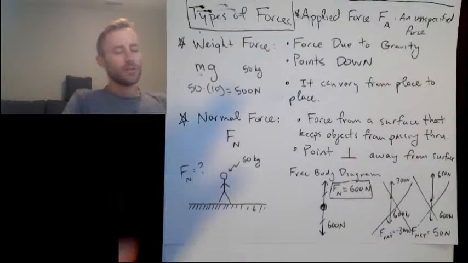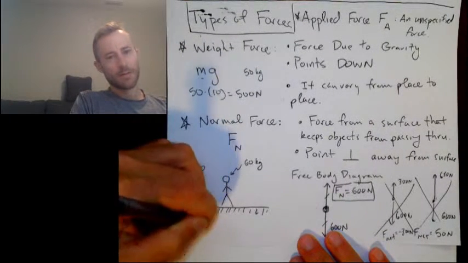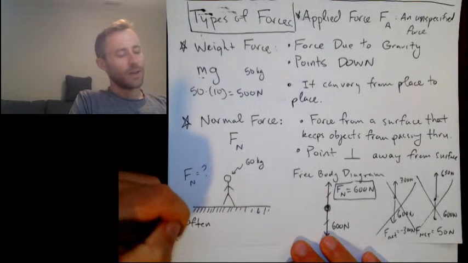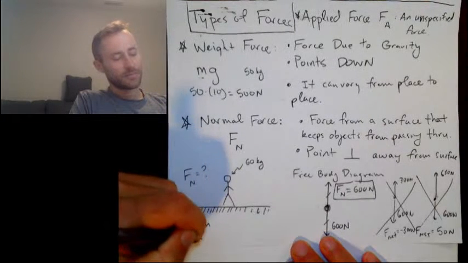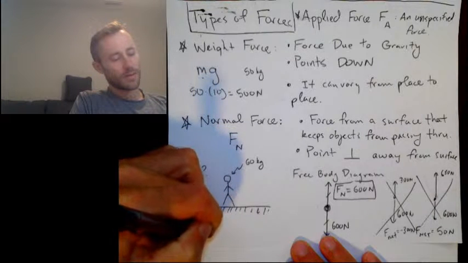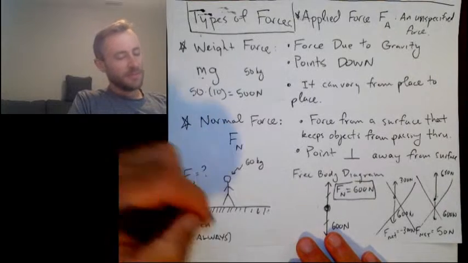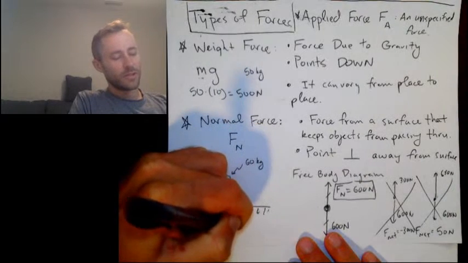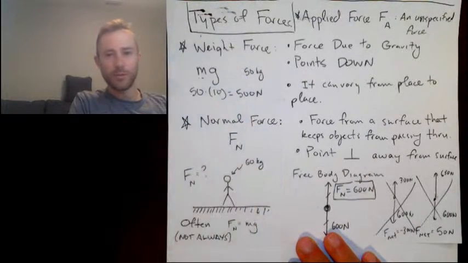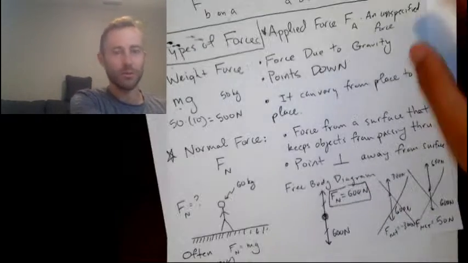So what you'll find is that often, not always, but often, the normal force is equal in size to the weight force. Not always. We're going to do 3 examples now where the normal force is not equal to the weight force.